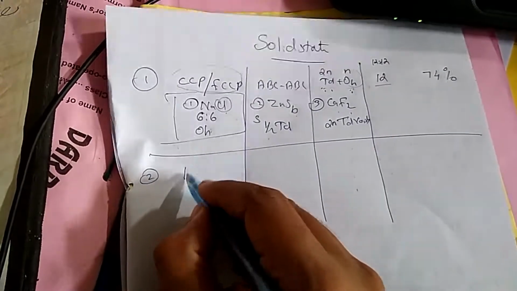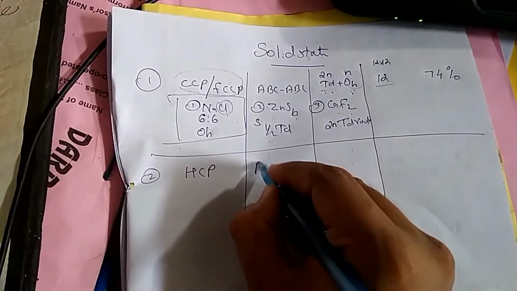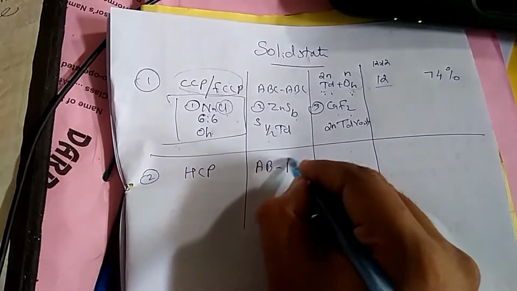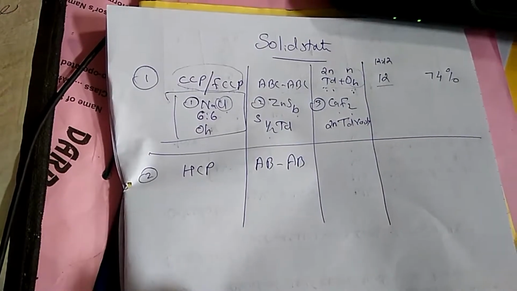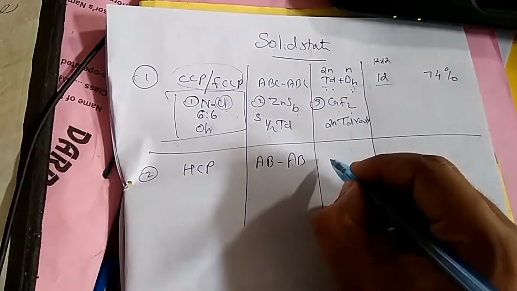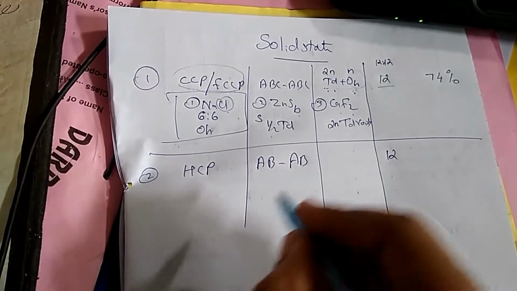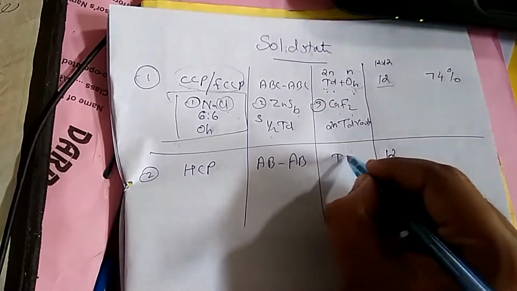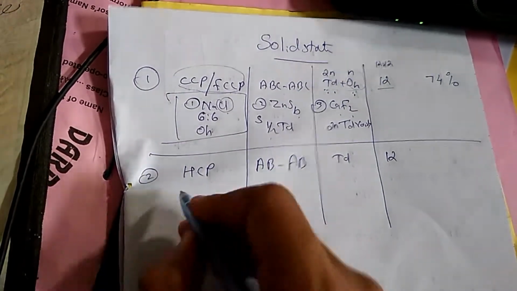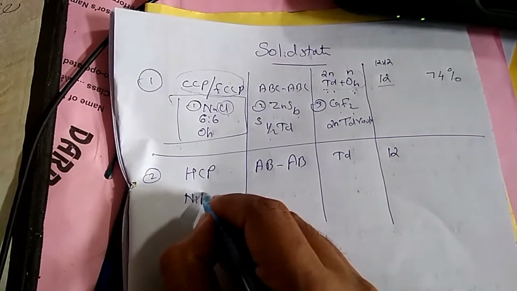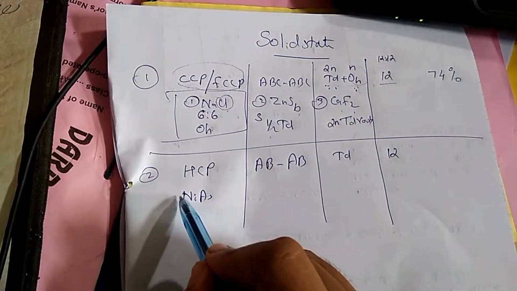Next, the second one is hexagonal close packing. Hexagonal close packing is a 2-layer system, meaning its arrangement will be AB. In the AB arrangement, the coordination number will be 12. In AB, only tetrahedral voids will be there. As an example, we can tell nickel arsenide, NiAs. This is in hexagonal close packing.